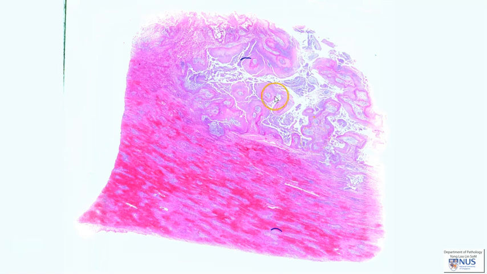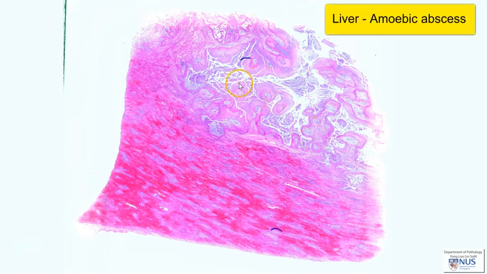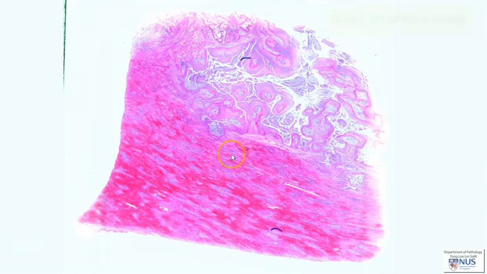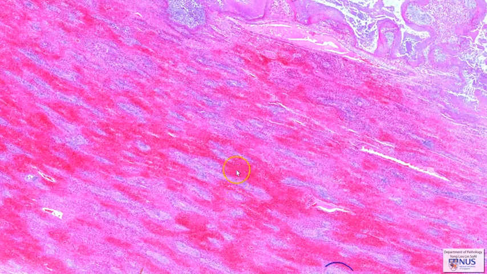Hello, this is a virtual microscopy slide of an amoebic abscess of the liver. Let's orientate ourselves. This is the area of the abscess, so this whole area here is abnormal. And this is the liver that is not involved by the abscess. However, it is quite abnormal looking because there is a lot of congestion and also hemorrhage.